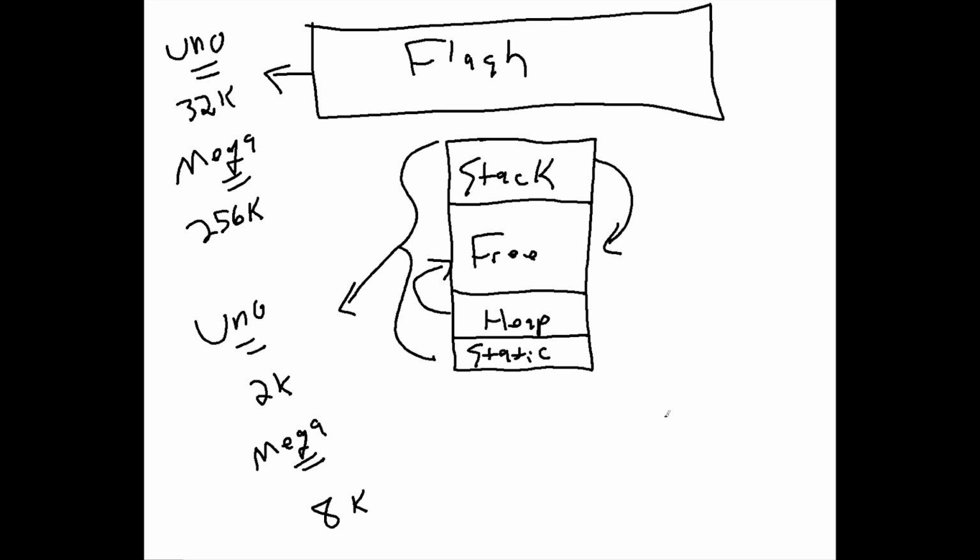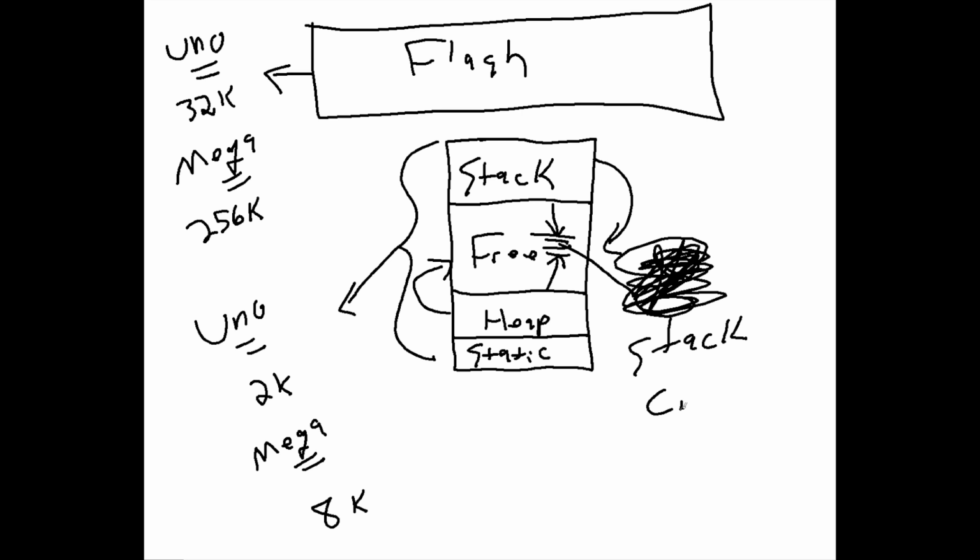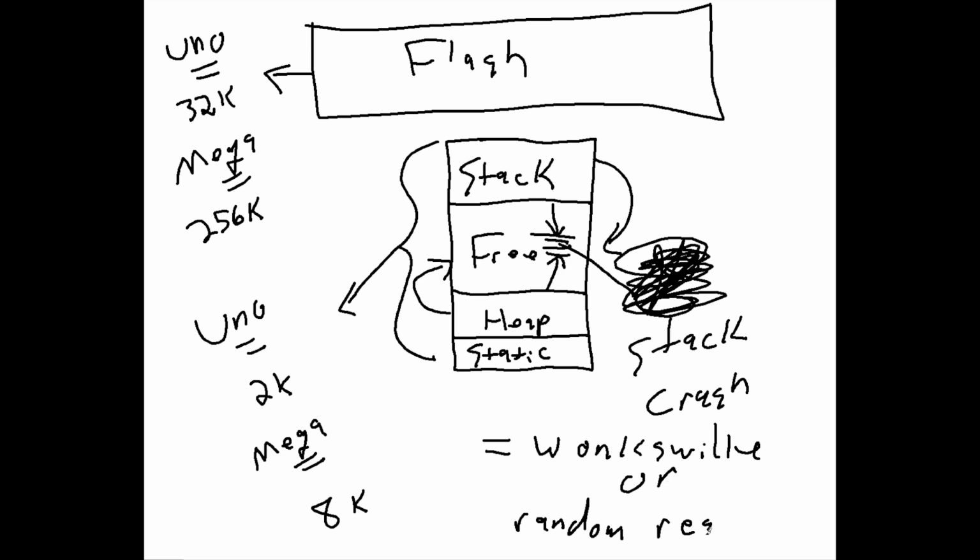And that is also an issue when you're talking about these, because even though you might be able to fit something in flash, you may not be able to fit it into your SRAM memory, and then you're going to get what's called a stack crash when you run out of that. And that equals either Wonksville or random resets or other bizarre behavior. Even though we may be able to fit the program into the memory, we may not be able to fit the function into our RAM when we need it.